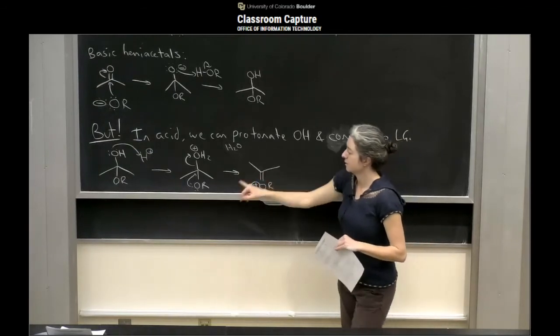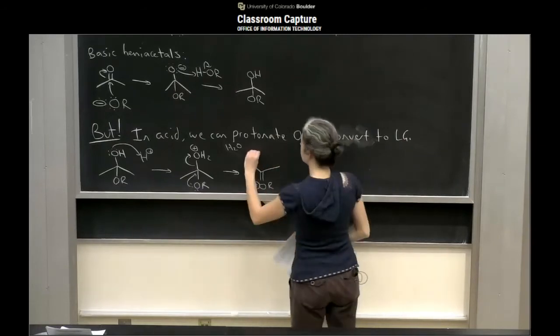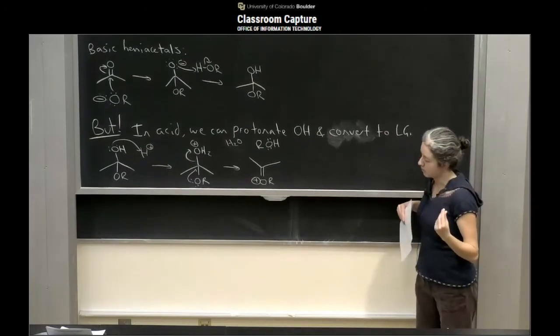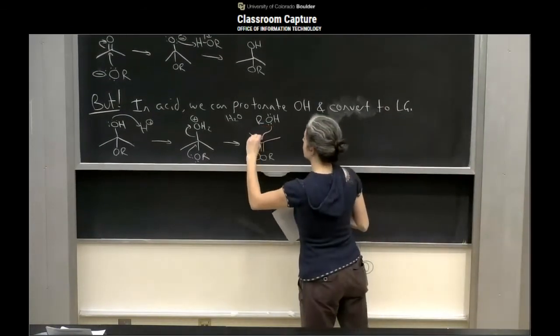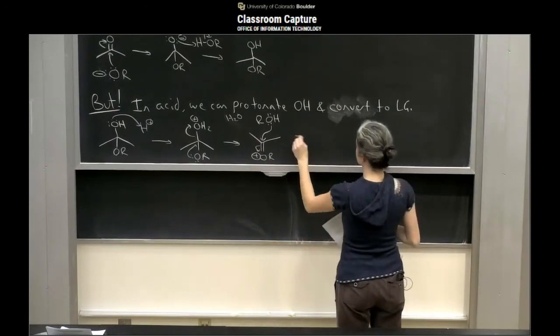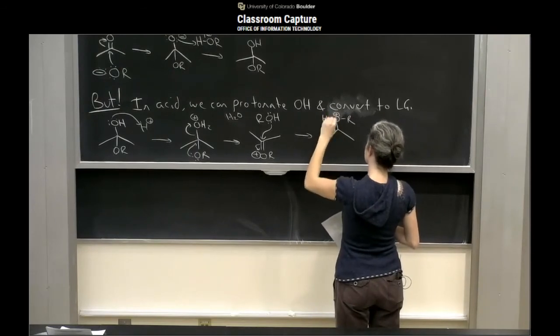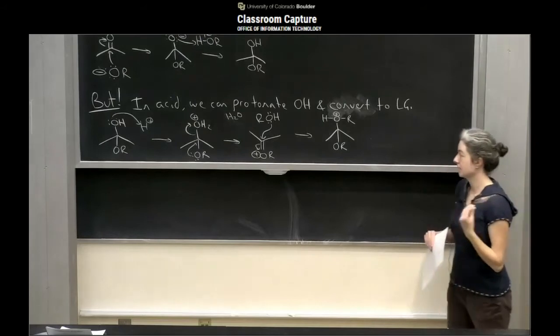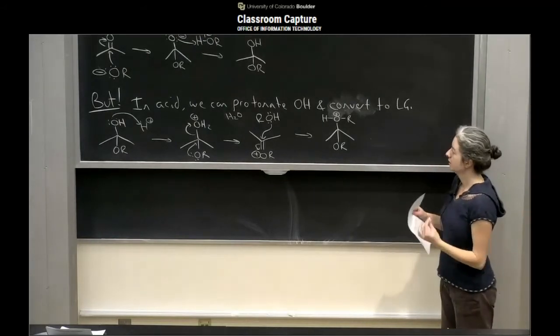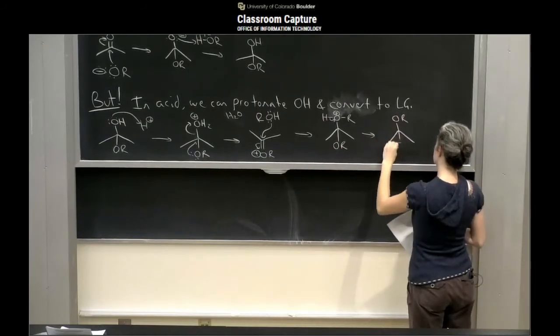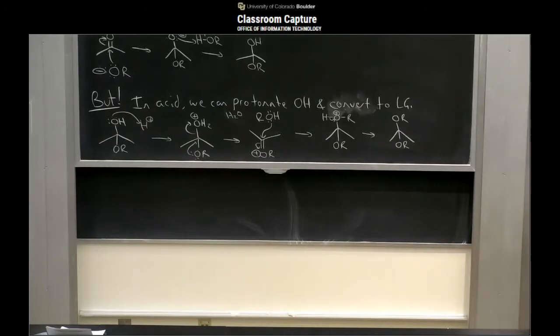That could be water, which would get us back to the hemiacetal, or just statistically more likely based on what reagents we have around, it could also be another molecule of ROH. So that can come in, kick that down. And that'll get us to here. And then we could just deprotonate this and get something with two OR groups on it. Okay, so take-home message, in base, you're going to stop at the hemiacetal form.